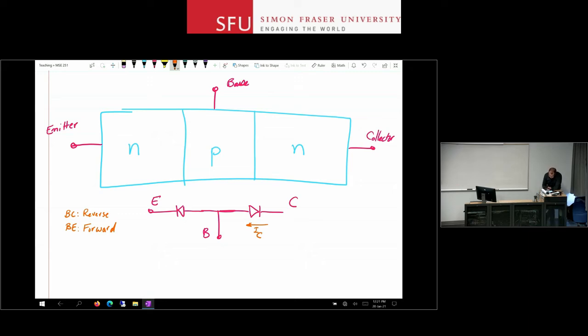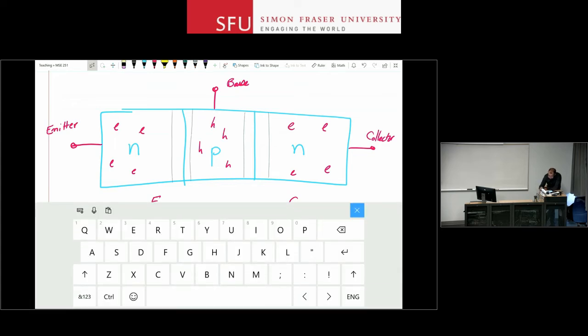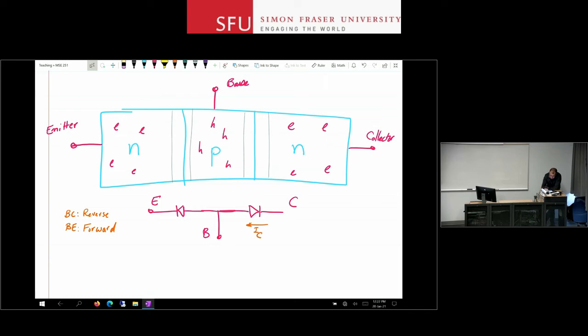So BC is reverse biased so that I get my control, my current source, and BE is forward biased. Let's see what happens in this device. In an N region, you have a lot of electrons that can move about. In a P region, you have a lot of holes as your charge carriers. We have two junctions here, so a depletion region exists between these two sides, and another depletion region here.